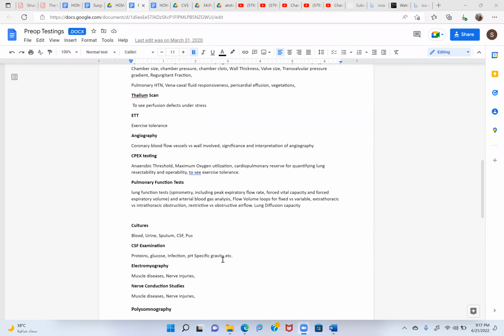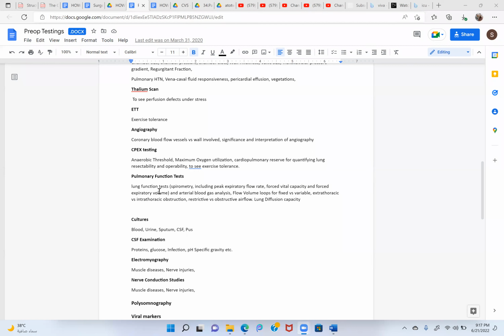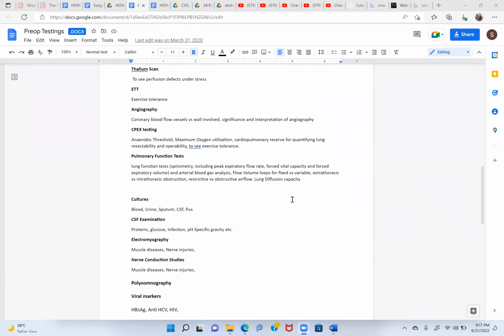Then pulmonary function test, either in the form of the mechanical tests or the blood gas analysis. Spirometry will tell you whether the patient is having any obstructive or restrictive problem. It can be seen through the flow volume loops as well. If it is hampering gas exchange, then PO2, PCO2, pH, bicarb will be telling you whether the lung is good or not. And then lung diffusion capacity. Usually we don't use it commonly, but in specific scenarios like thoracic surgery, they have to do it.